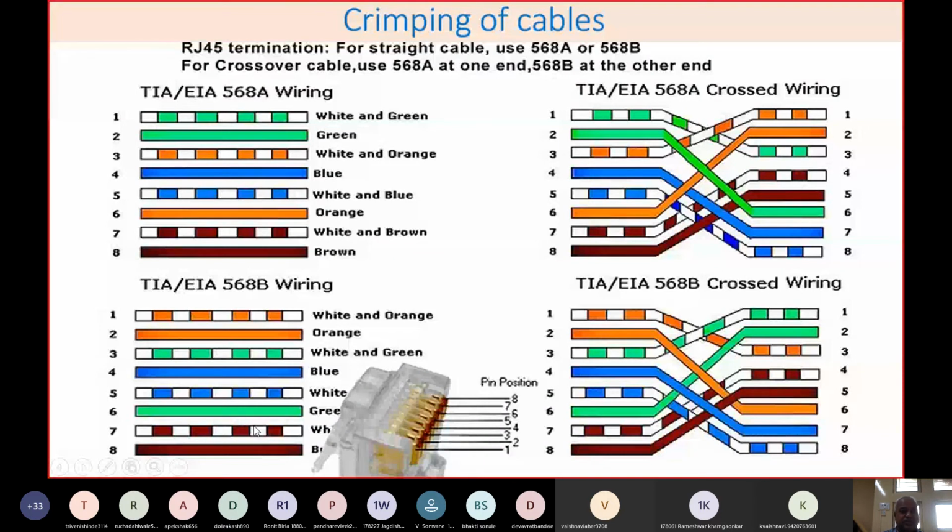So remember this type of connection, and if you connect the same colors, it has to be connected to the same wires at the other end. Then this will be called a straight cable. And straight cables are normally used to connect two dissimilar devices. Just for example, if you want to connect a switch to a computer, the switch and computer are dissimilar devices. So that is why we normally use a straight cable.